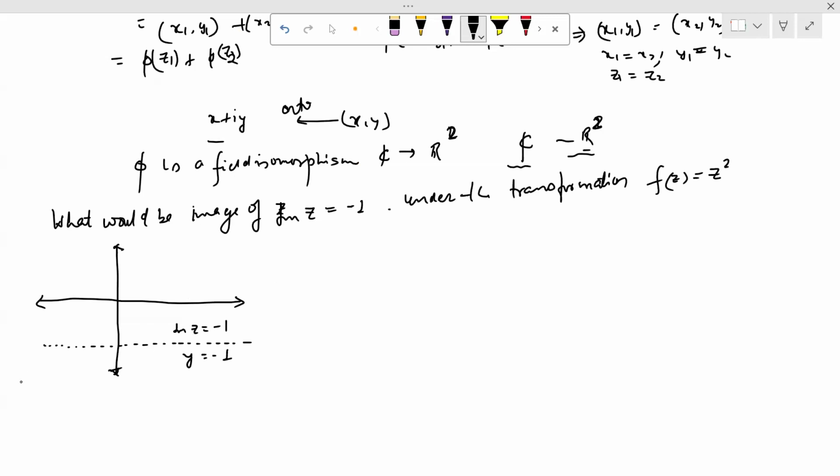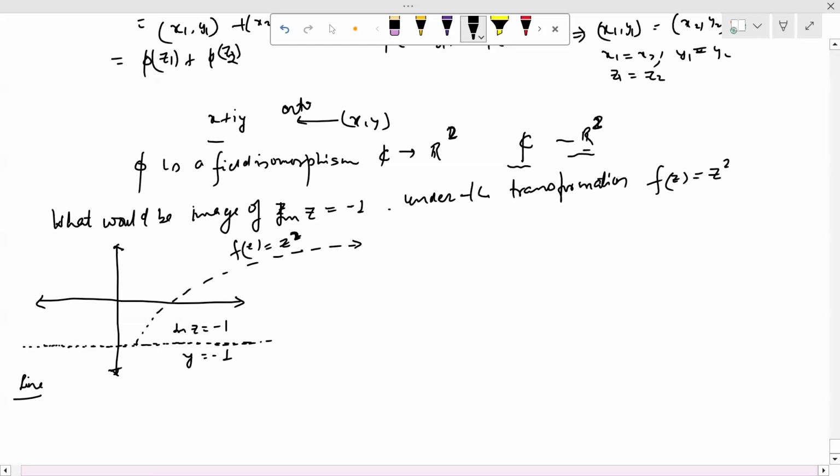Right now it is looking as if it is a line. You know that imaginary z equal to minus 1 is equal to a constant thing, that is y equal to minus 1, and constant y equal to minus 1 would be simply a straight line. Now it is looking like this. Now, if I map all the points under the transformation f(z) is equal to z square, then how would things look like?